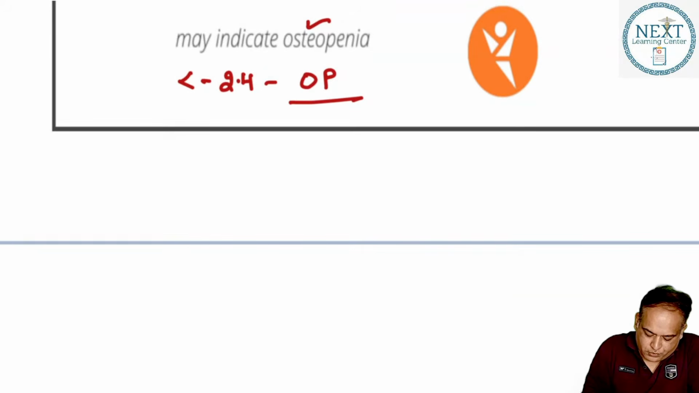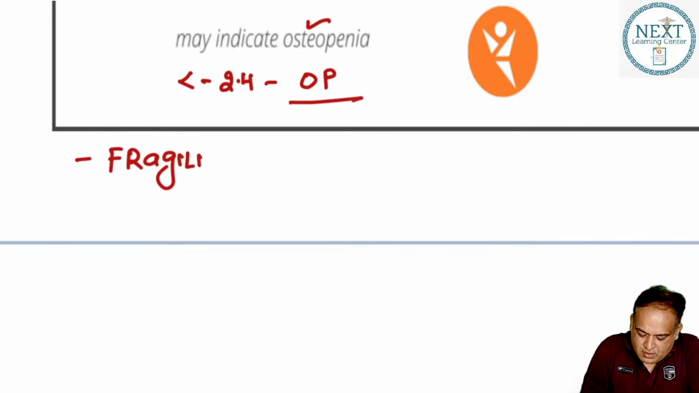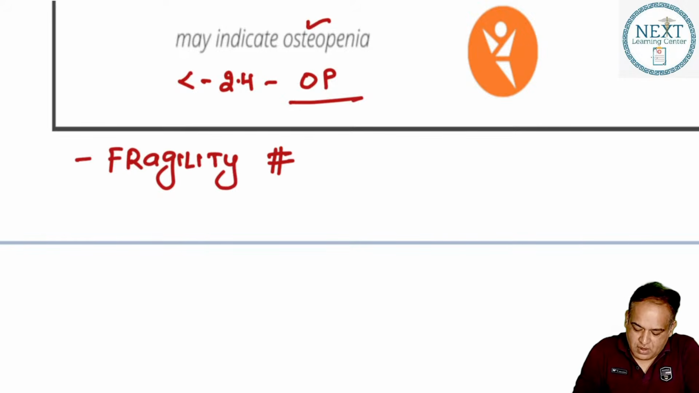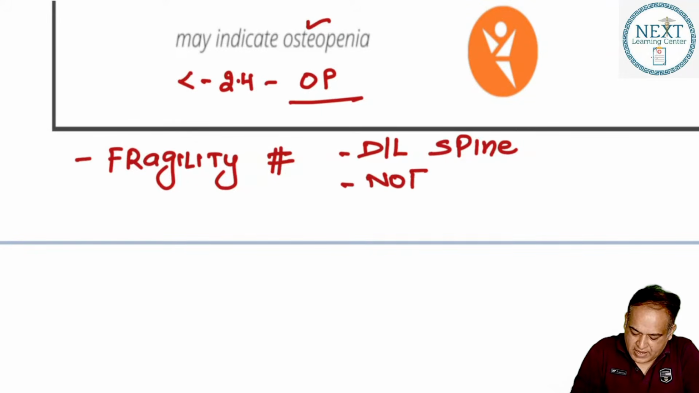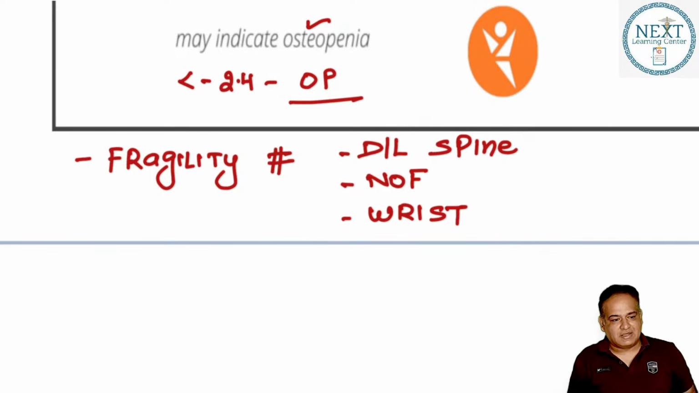Now, osteoporosis, fractures are very, very common. What is the name of the fracture? Fragility fracture. Where do they occur? They commonly occur at dorso-lumbar spine. They commonly occur at neck of femur. They commonly occur at the wrist joint.